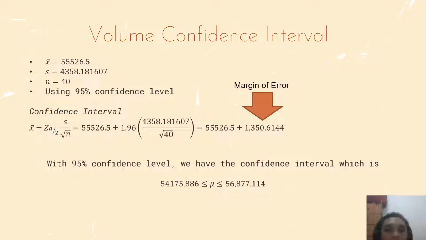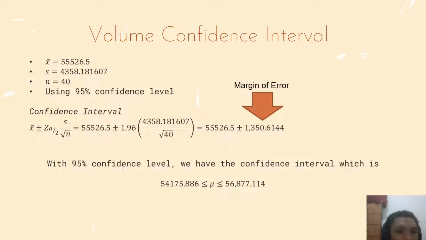So here I'm going to use the volume variable, the volume value for the confidence interval. From the volume data, I got the mean is 55,526.5, and the standard deviation is 4,358.1811607, and the number of samples that I took is 40, and I'm using a 95% confidence level.